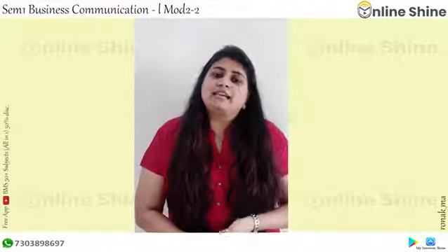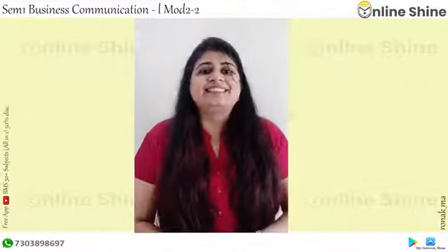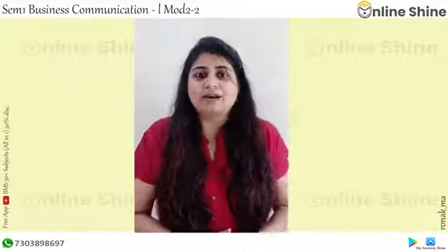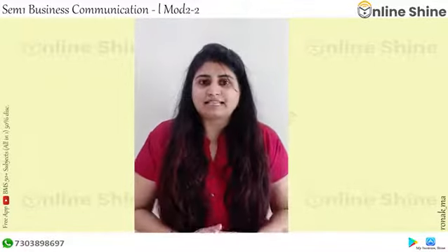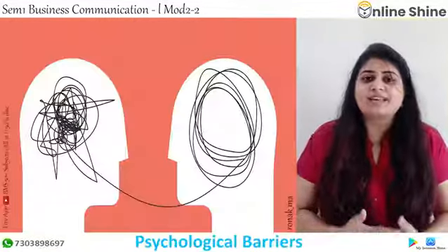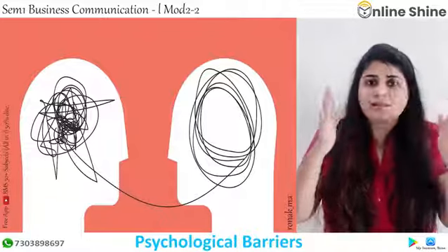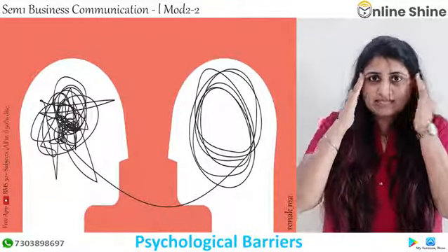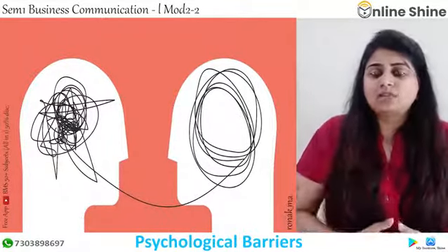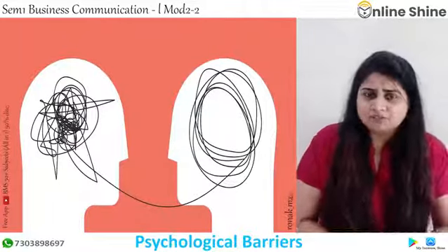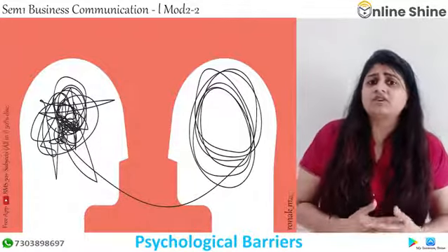Now we move to understanding the fourth and the last, that is the psychological barrier to communication. We now move to the last part of our chapter, where we'll be discussing the psychological barriers. Psychological, as it suggests, is the mental parameters or the mental thought processes that one has when they're communicating with the other person.